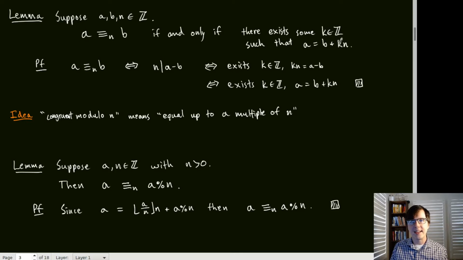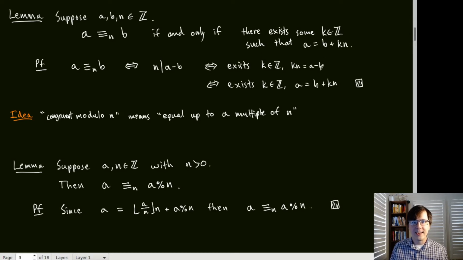Instead of saying that n divides a minus b, it's the same as saying that kn equals a minus b, and then we add b to both sides. So anyway, just to quickly go through this easy proof. If a is congruent to b mod n, that's equivalent to n dividing a minus b, which is by definition equivalent to there existing some integer k such that kn equals a minus b.